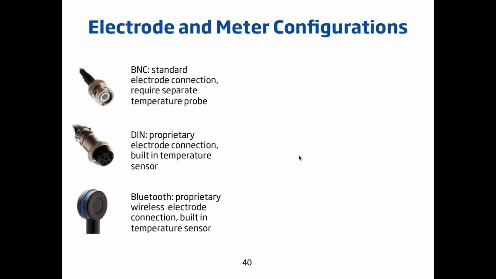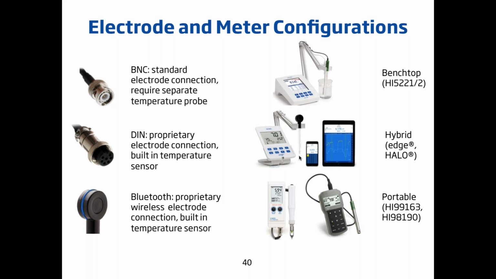The last type of connection we want to talk about is Bluetooth. This is a proprietary wireless electrode connection that also offers a built-in temperature sensor. So you can wirelessly connect to a meter or an application. In terms of meters, you can go with a benchtop meter if you're working in a lab, what we call a hybrid meter, so it can work as a bench or it has a portable mode as well, such as our Edge or even an iPad or an iPhone. And then there's also very rugged portable meters that are more built for the production floor.